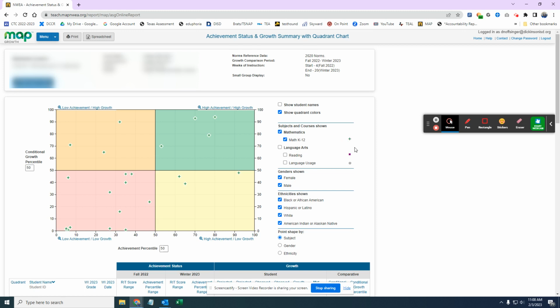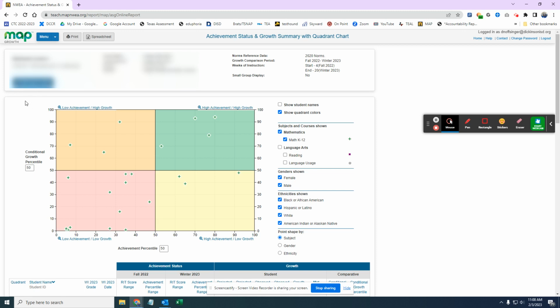All right, so let's look at what this tells us. This green, this is high achievement, high growth. That means that from the beginning of the year to the middle of the year, the student scores are high, and more importantly, their growth is high. And so when we look at high growth, that means that they are moving forward, which is what we want.